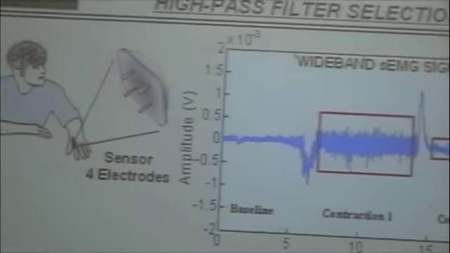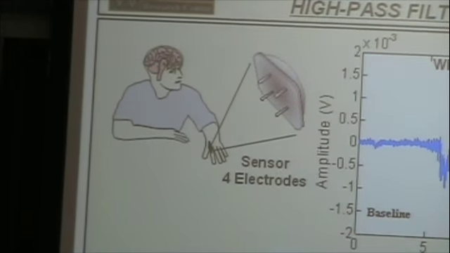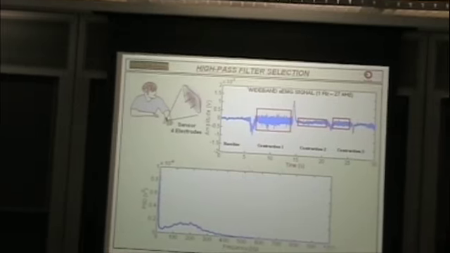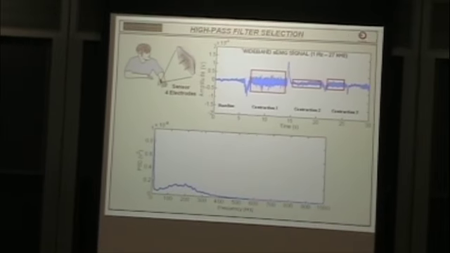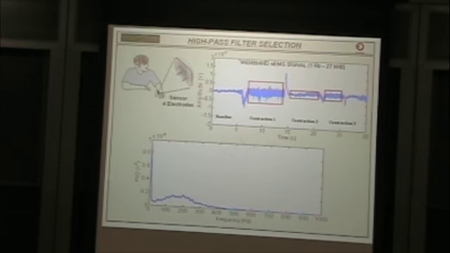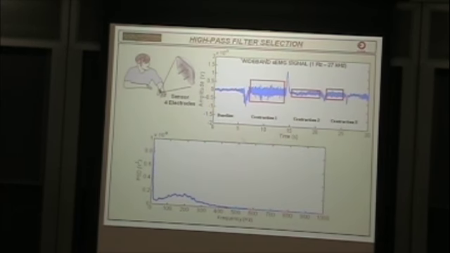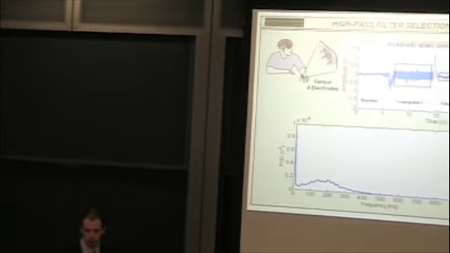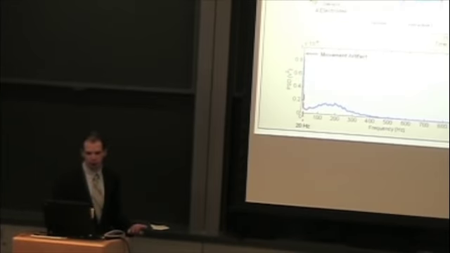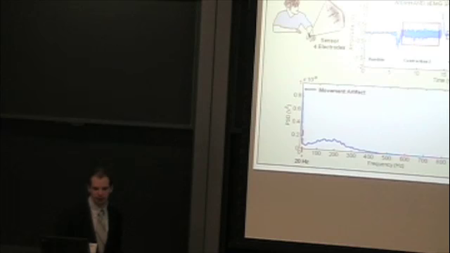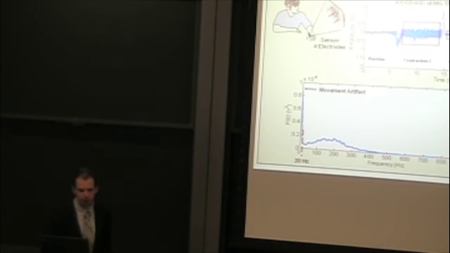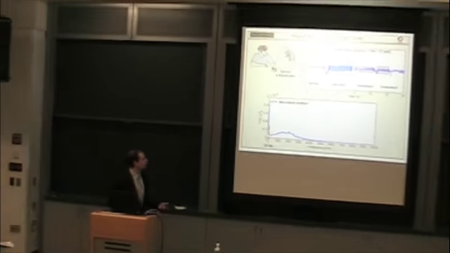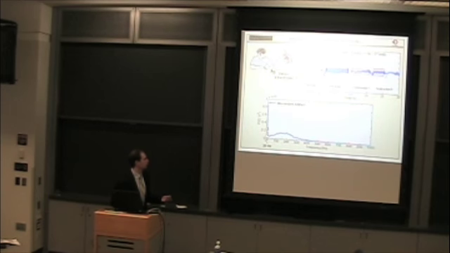In order to remove these signals, we need to remove the movement artifact. We need to use a high-pass filter. And in order to select the cutoff frequency for the high-pass filter, I looked at the power spectrum density plot of the signal. Now, in this power spectrum density plot, we see that up to approximately 20 hertz, there's a large signal component. And this is that same low frequency movement artifact that you see in the time domain in the upper right.